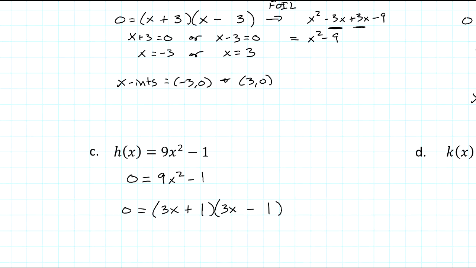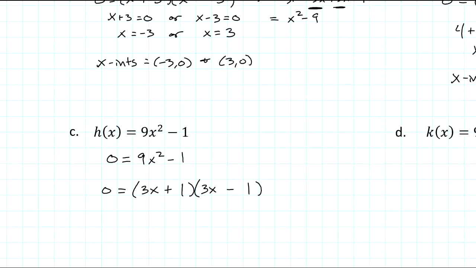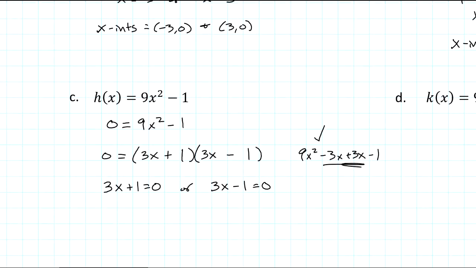And if I do a plus and a minus, then this should all work out, because if I FOIL this, we'll get a 9x squared minus 3x plus 3x minus 1, and the middle terms would cancel again. So we get 3x plus 1 equals 0, or 3x minus 1 equals 0. Solving for x here, we get x equals negative 1/3, or x equals positive 1/3. We see that these are the same but opposite signs here.